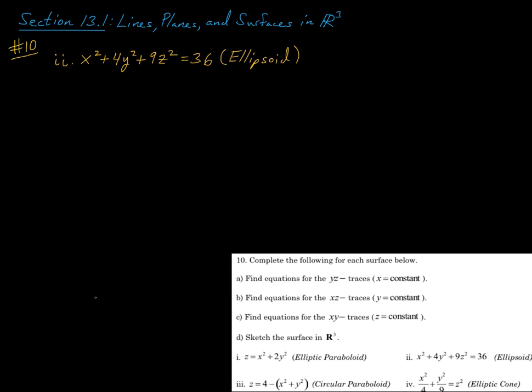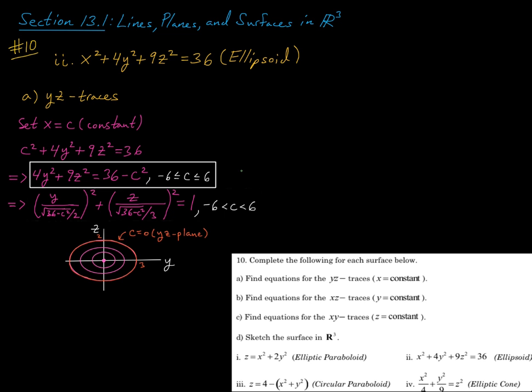Okay, next up is question 10, surface number 2. This is the surface described by the equation x squared plus 4y squared plus 9z squared is equal to 36. This is what's known as an ellipsoid. And so just like for surface number 1, we're first going to describe the traces of the surface and then put them together to sketch the surface in R3.